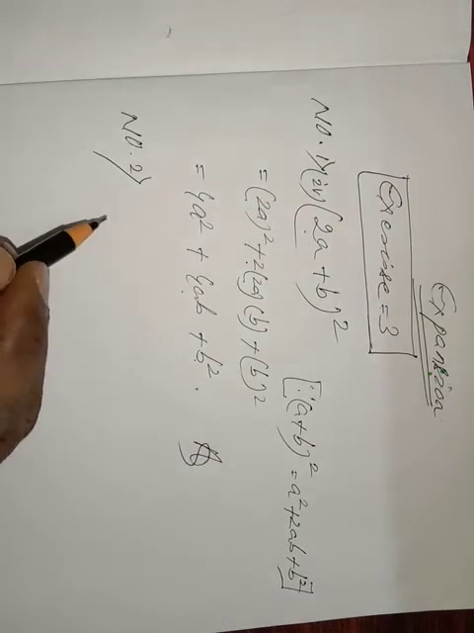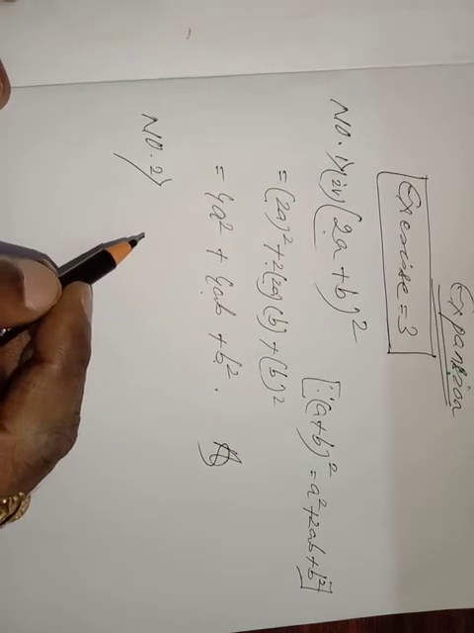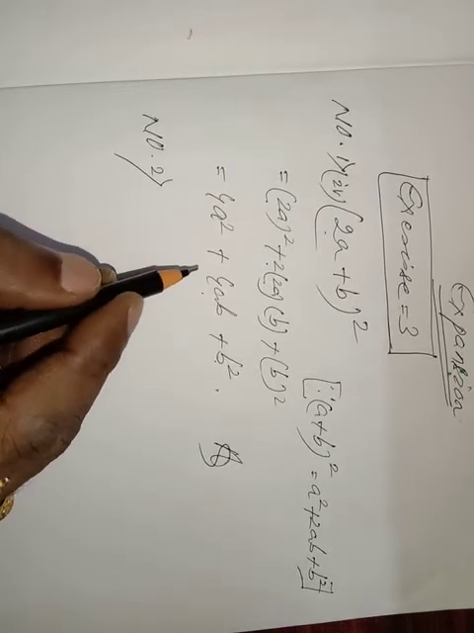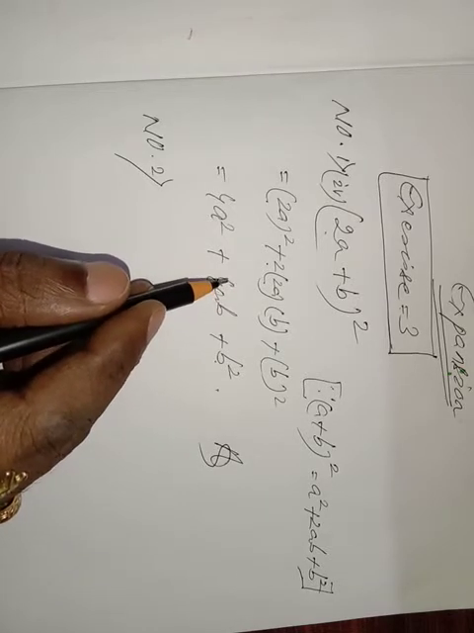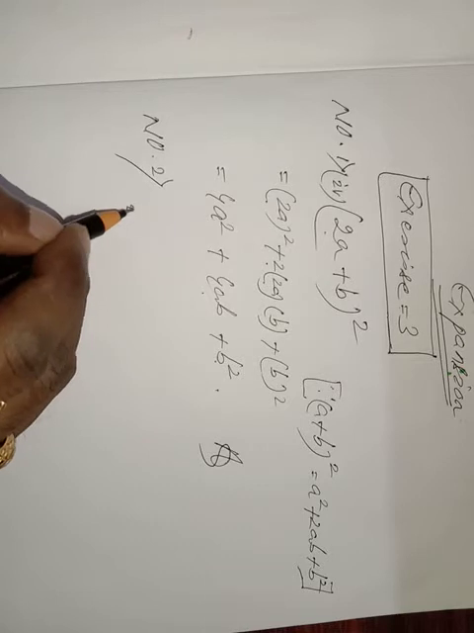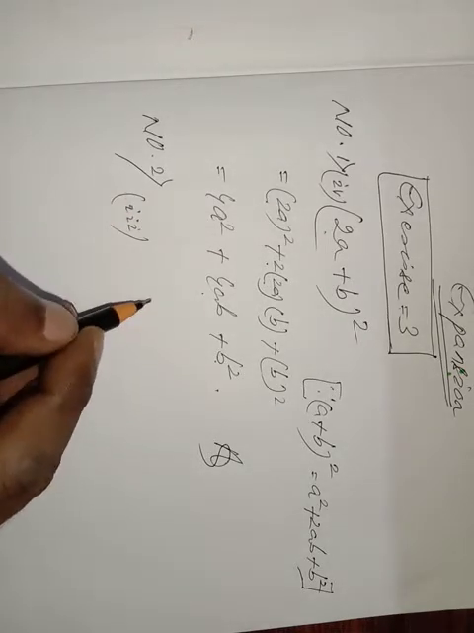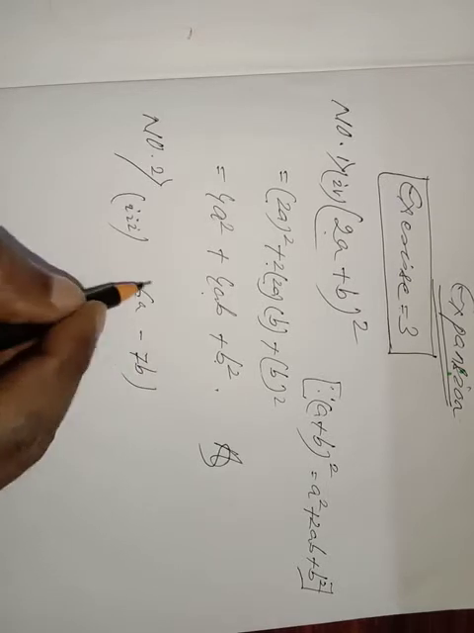Second number, go to number 2. Is it clear for you? I hope you have already understood the sum that I have explained before. Okay, go to number 2. Number 2, third part I am doing. There are 4 questions, I am doing the third part. That is 6a minus 7b whole square.